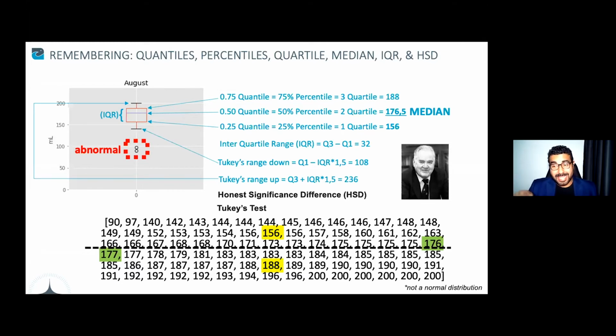And I put something at the corner. This is not a normal distribution. For this reason, the values may be different.